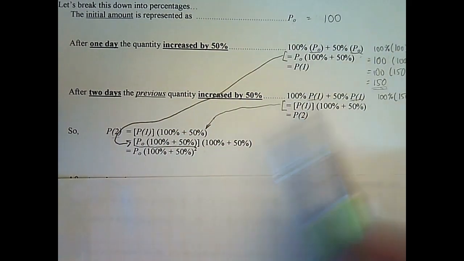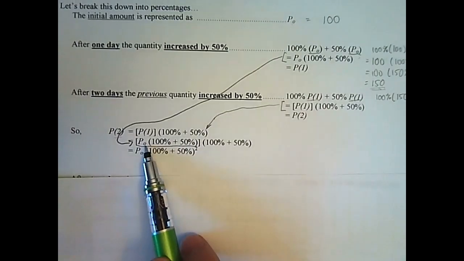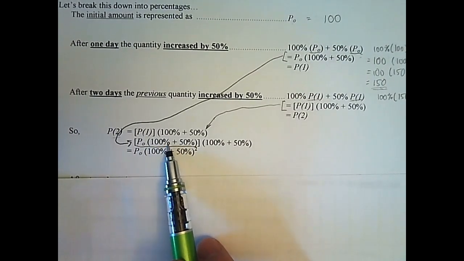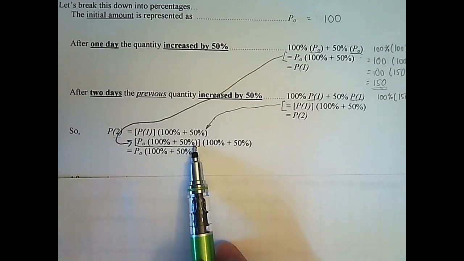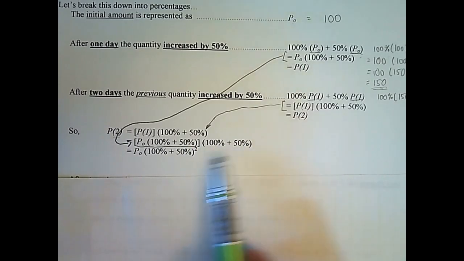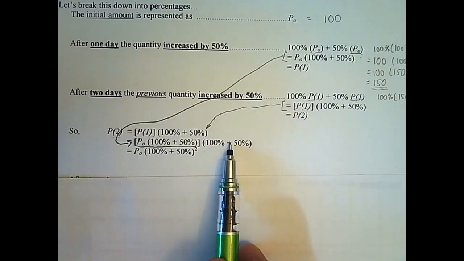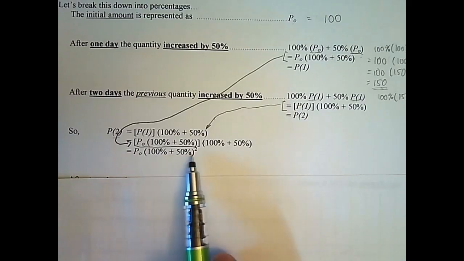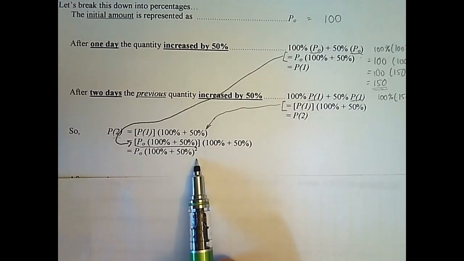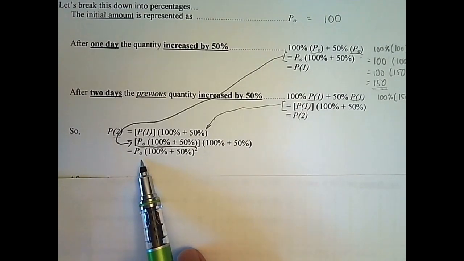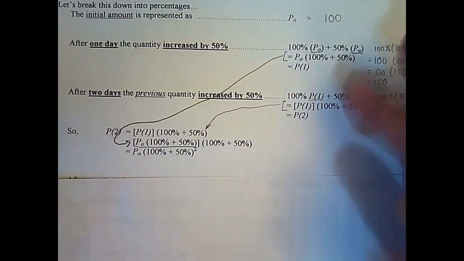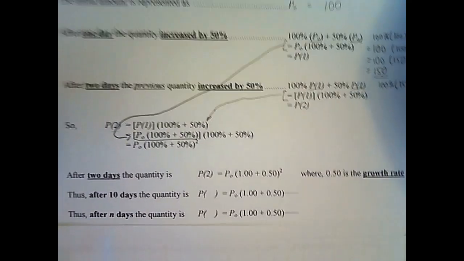So by manipulating this, now we can see it's just our initial population times 100% plus 50% in brackets, and then times this again. Because it's the same thing multiplying together, this is just squared. So 100% plus 50% squared times the initial population. So this is for day 2. So we can figure out what's going to happen if I keep doing this.